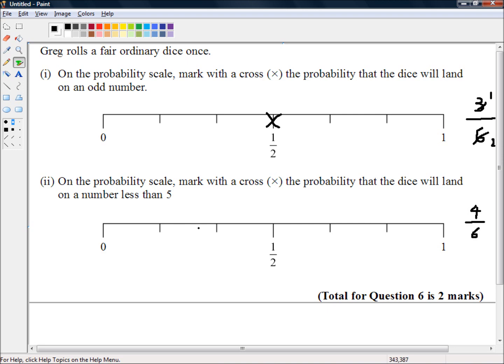Now let's just have a look at these gradings here. We've got 1, 2, 3, 4, 5, 6. So this will represent 1/6, this will represent 2/6, 3/6 is a half, 4/6, 5/6, and 6/6. So 4/6 would be here, so we mark right here.